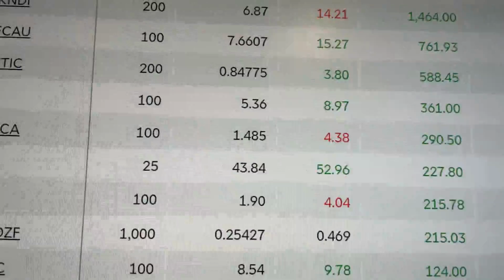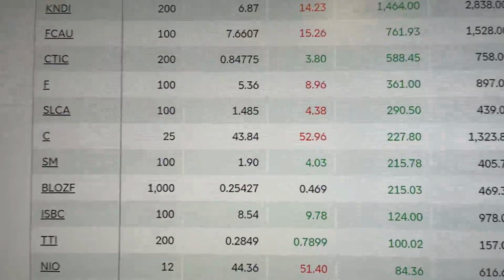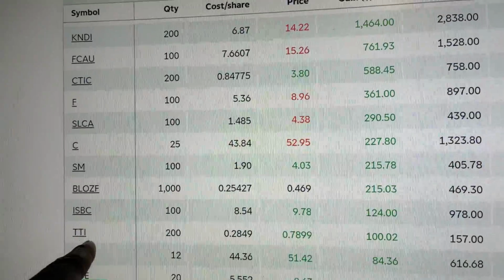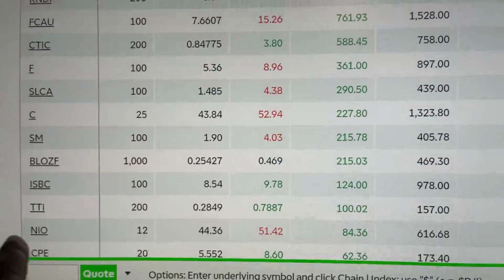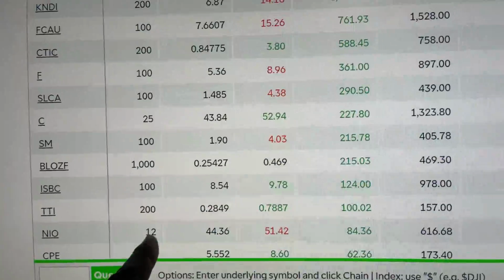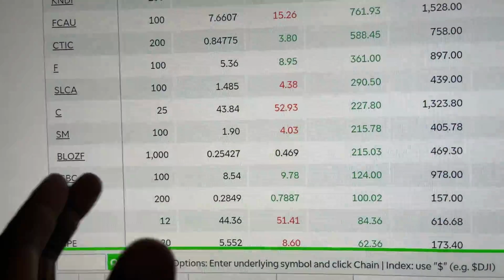Now I have a couple other positions to show real quick. TTI, that's an oil company, that's 200 shares. I'm up $100. NIO, I've only bought 12 shares in this account because NIO is really expensive.